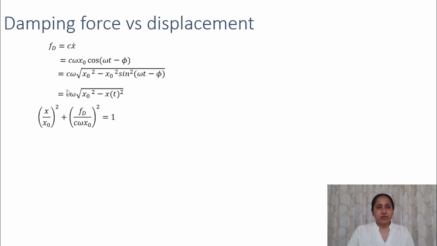So if you square this expression, we can rearrange it in this fashion. So this is an equation of an ellipse with its major axis as x naught and minor axis as c omega x naught. And the area of this ellipse is equal to pi times major axis and minor axis. So pi c omega x naught square is the area of the ellipse. So let's plot the ellipse.